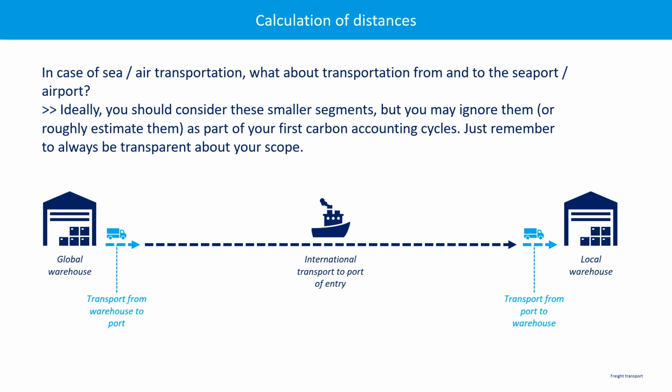So if you've watched the carbon accounting principles video, you may remember the two following principles. First, the big picture matters more than details, and second, be transparent about your scope. So with this in mind, it is okay to exclude the smaller transport segments and focus on what's the most relevant, the most important, meaning air and sea transport. But take note of that in your scope and aim to include these smaller segments in future carbon accounting exercises.